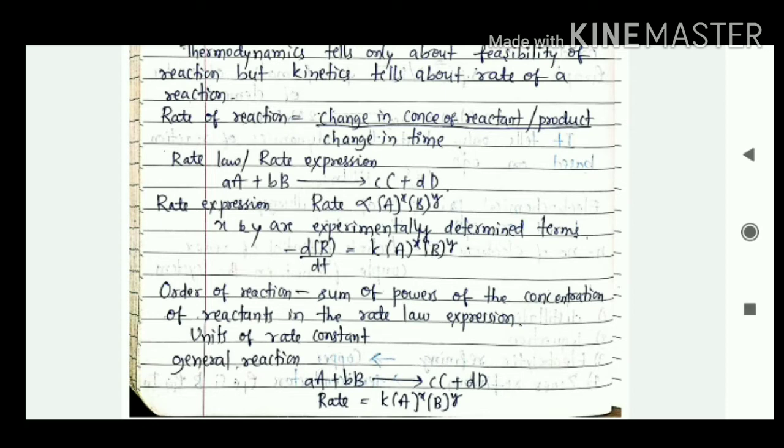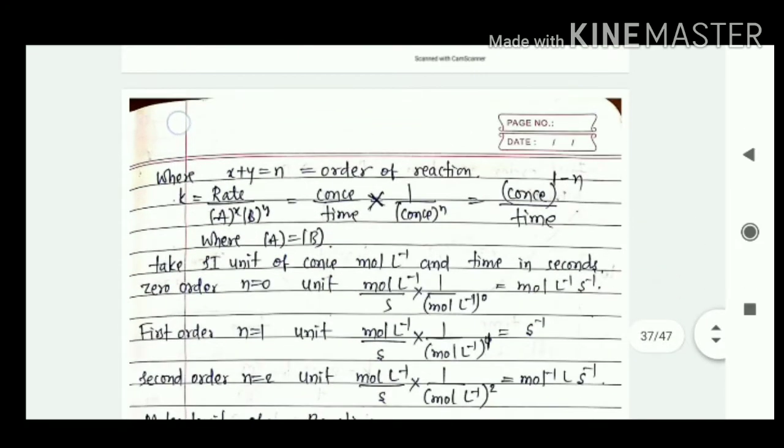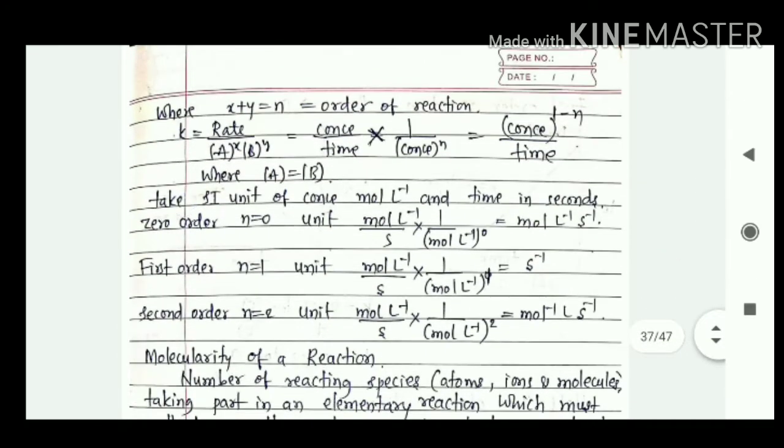Now, the units of the rate constant. Consider the general reaction aA plus bB gives cC plus dD, where the rate is equal to k [A]^x [B]^y. If you take the sum of the concentration powers of these concentration terms, that itself is known as the order of the reaction. We'll consider this one.